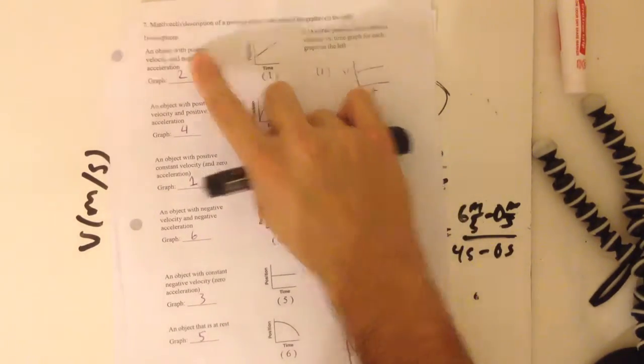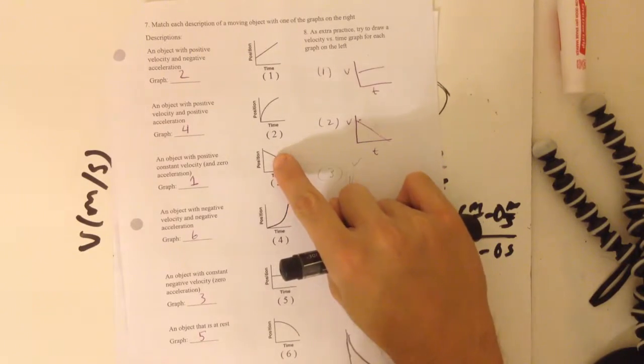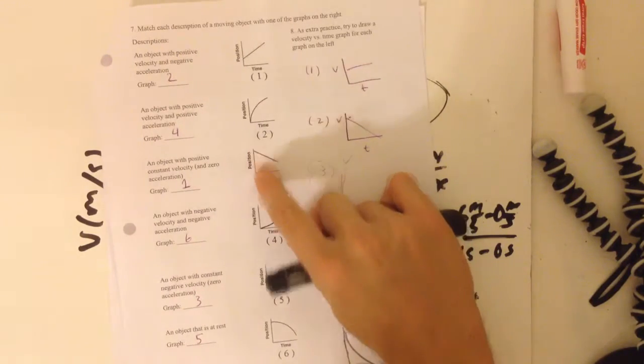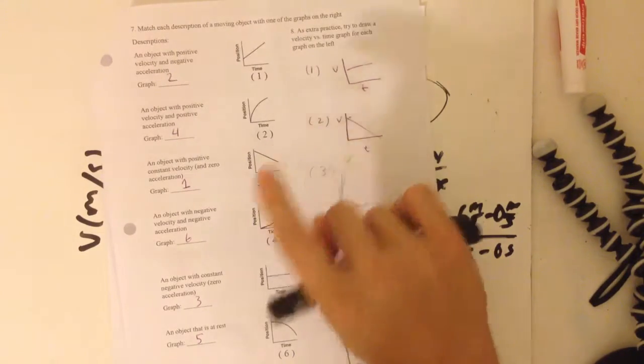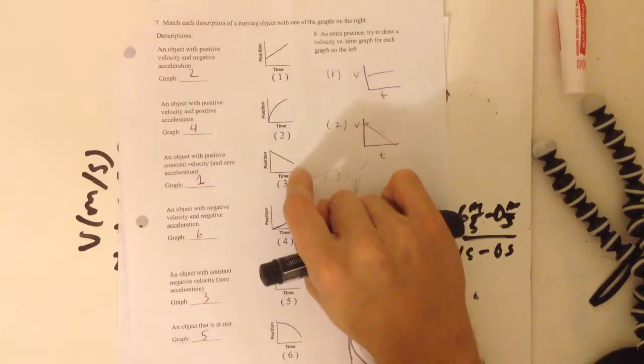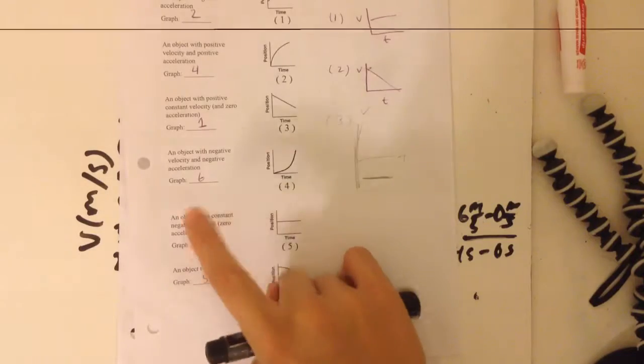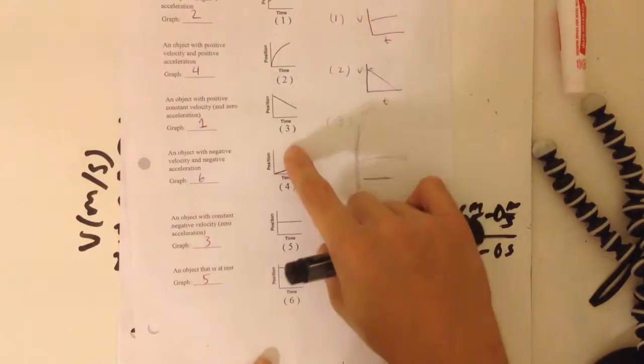That's that description. Keep on going. This one has negative velocity because my position is decreasing. However, again, there's no acceleration because my velocity is not changing. So I need something with negative velocity and 0 acceleration. That's this description.